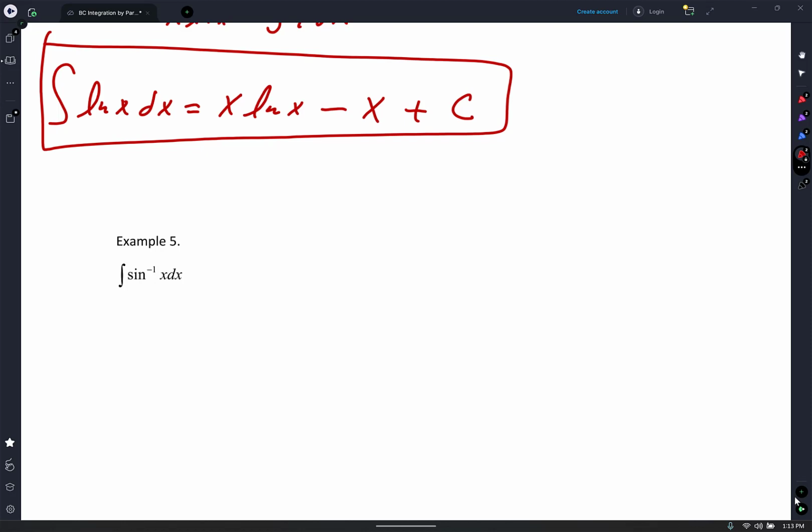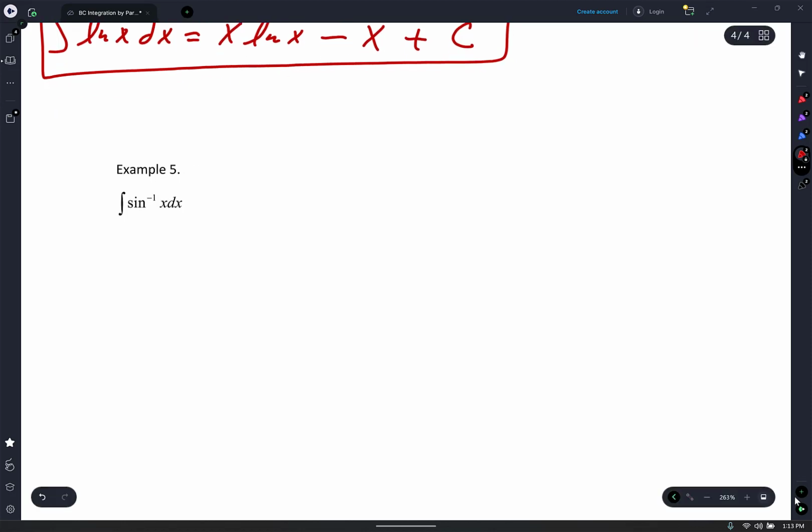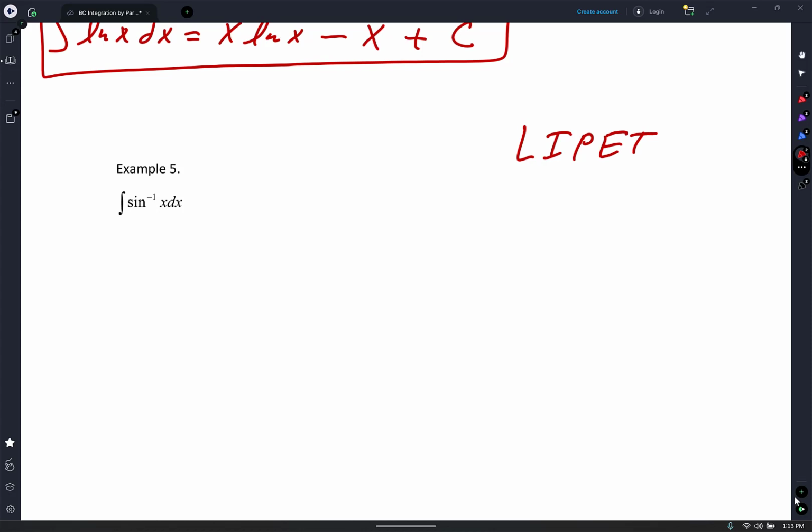Remember, when do you use this? If you can't do U sub, if you can't do long division, then it must be integration by parts. There's also another one, partial fractions. We'll get to that one because that one is also pretty common. All right. Again, we got LIPET, our little acronym.